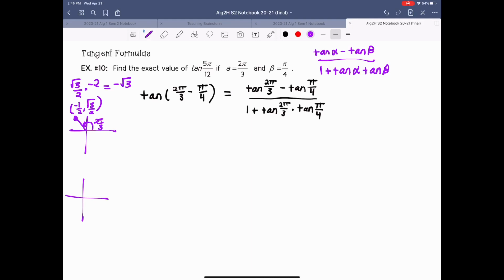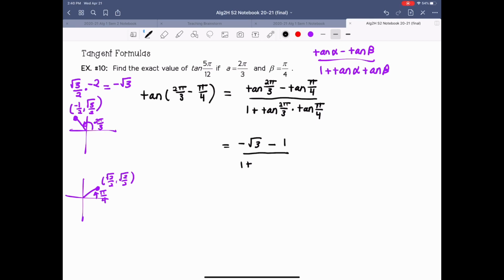All right? So let's go ahead and make the substitution. So I have negative square root of 3 for the tangent of 2 pi over 3 minus the tangent of pi over 4. Well, pi over 4 on the unit circle has the point of intersection root 2 over 2, root 2 over 2. And that's for pi over 4. So if I were to take the tangent of this, the sine divided by the cosine is just going to turn into 1. So we have negative square root of 3 minus 1 all over 1 plus the tangent of 2 pi over 3.